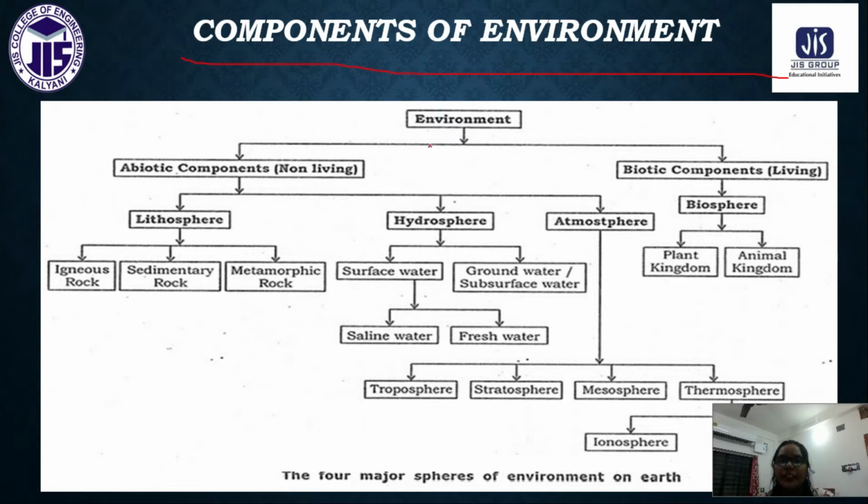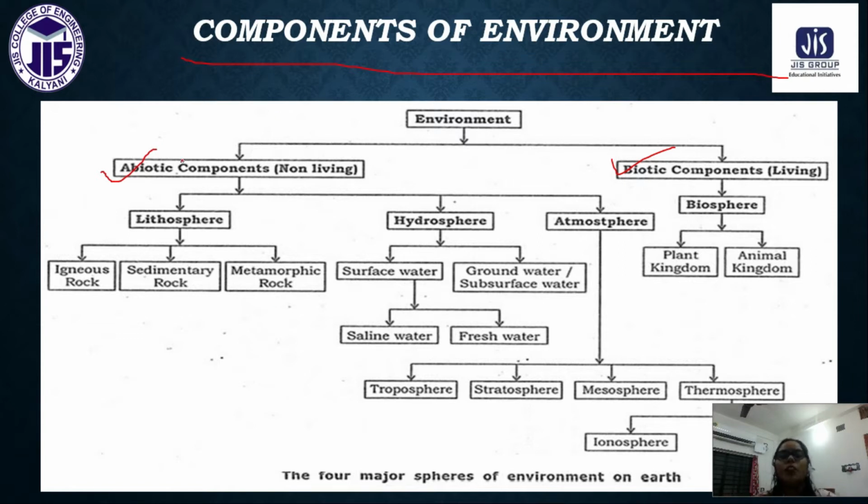Now, the components of the environment are generally of two types. One is abiotic components, one is biotic components. Okay, abiotic means the non-living systems. Whatever non-living systems we have all belong to the abiotic component. And biotic means the living system. Whatever living systems we have in our environment are the biotic components.